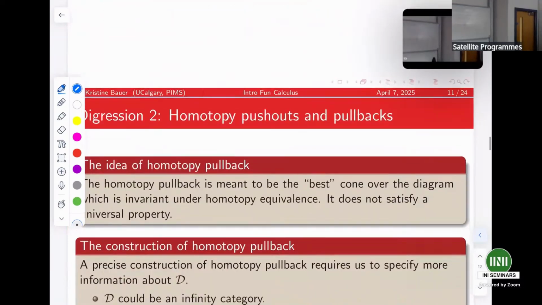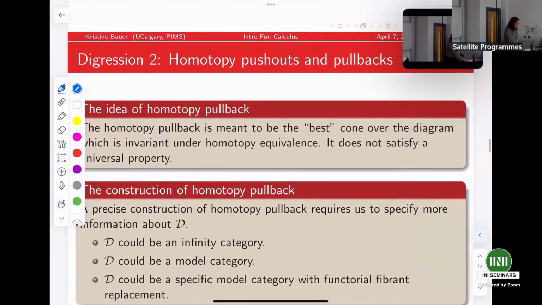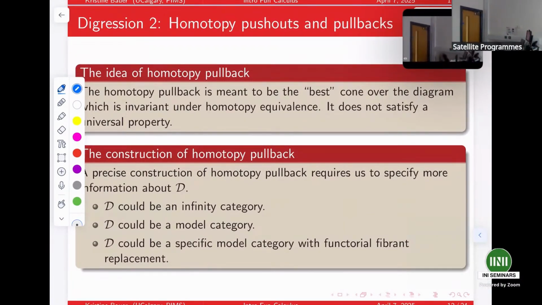Okay. All right, the second thing is that I said homotopy pullback, and I think it's a good idea for a minute just to talk about what it is that I mean by that. The homotopy pullback is meant to be the best cone over a diagram invariant under homotopy equivalence. But it doesn't satisfy a universal property, and taking that idea of what it means to be a homotopy pullback is not going to be helpful in terms of an actual definition.